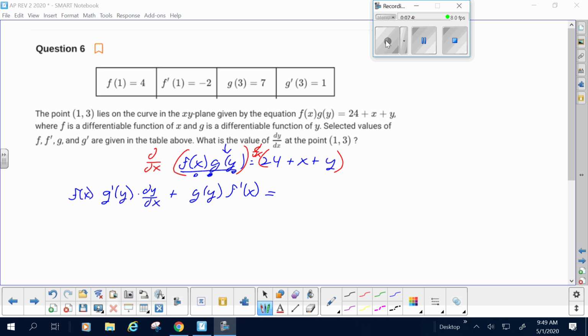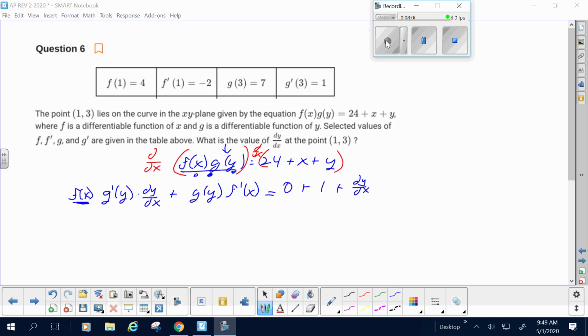The derivative of the right is easier. It's 0 plus 1 plus, and the derivative of y with respect to x is dy/dx. Cool? Now it's up to you whether you put values in and then solve for dy/dx or solve for dy/dx first. I'm just going to use values here.